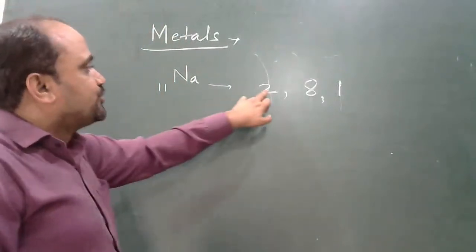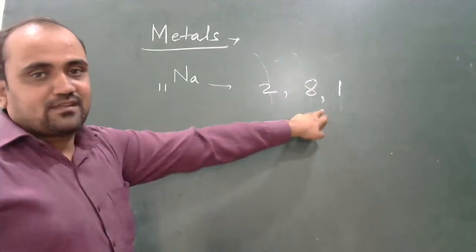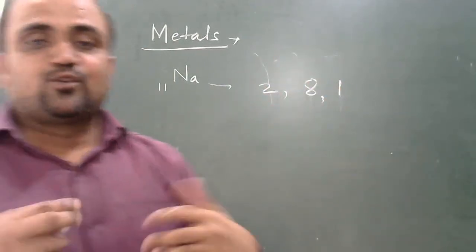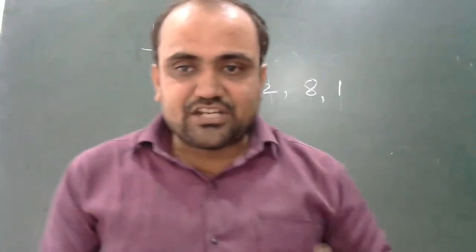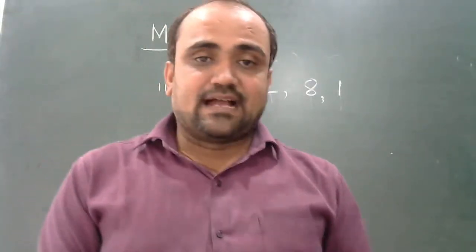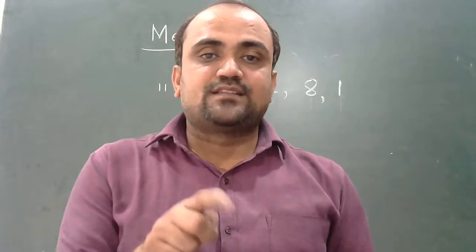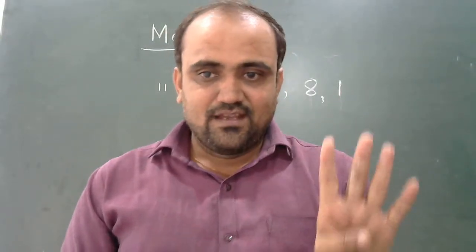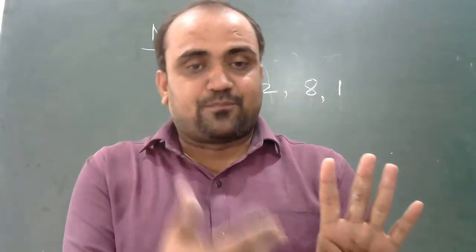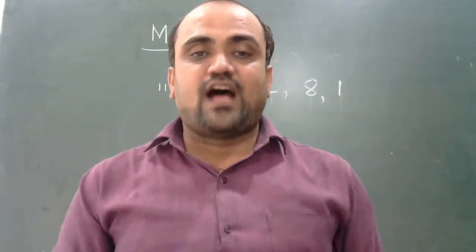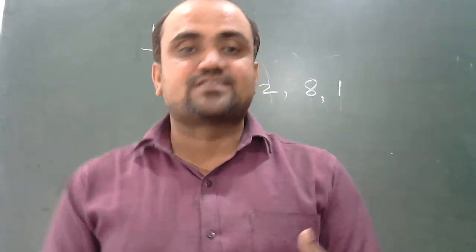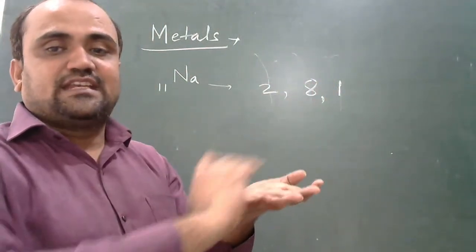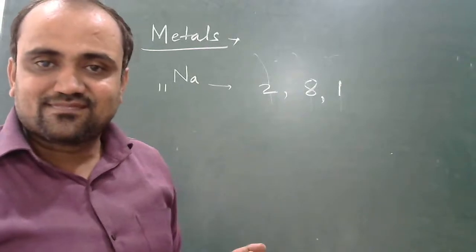So here 2, 8, 1, है ना. So what is the criteria to lose electrons? शेवटच्या शेल मध्ये तुम्ही मला सांगा, 8 इलेक्ट्रॉनचा निम्मा किती. Half of 8, how much? 4 इलेक्ट्रॉन्स. So if there are less than 4 electrons, that means 1, 2, 3, they can be easily lost, है ना.